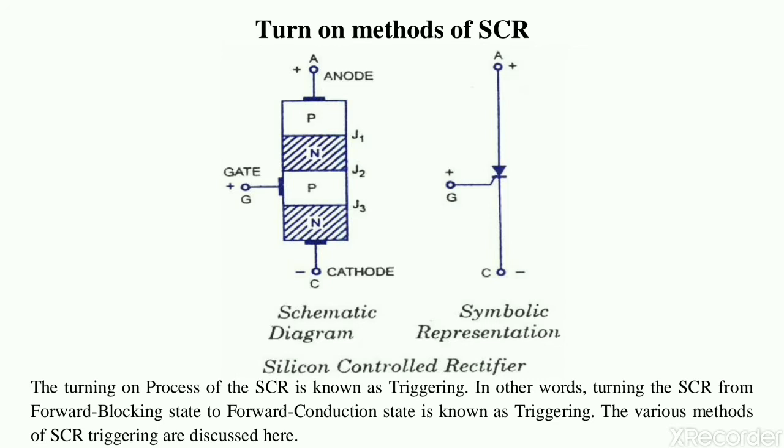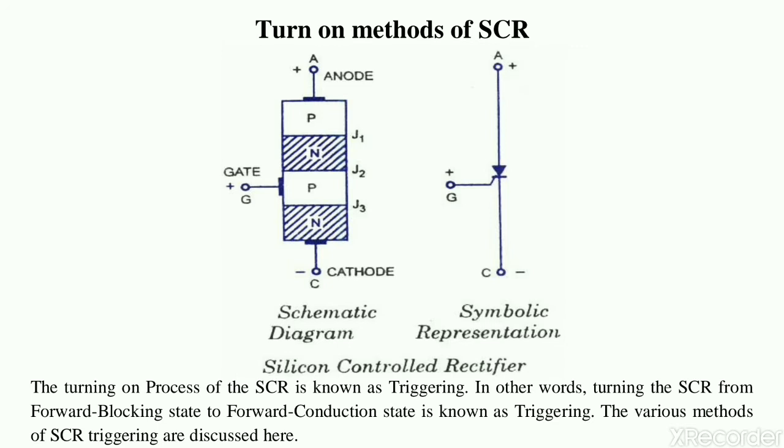Today in this session we will discuss the turn on methods of SCR. Turn on means triggering methods of SCR. We can see there is a schematic diagram and the symbolic representation for SCR. In the schematic diagram we can see the total construction of SCR, that is a total of 4 PN layers. It is a 4 layer device.